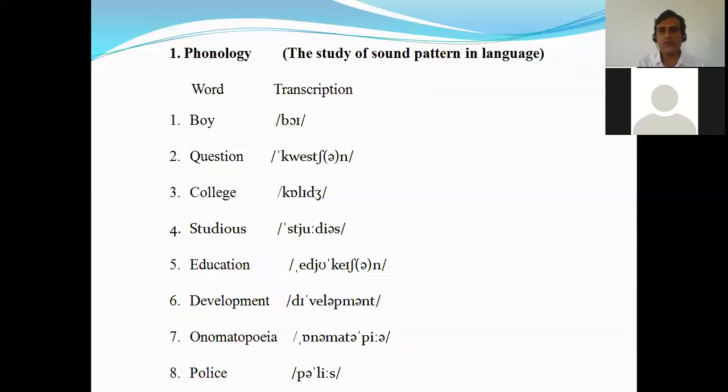This is one of the figures of speech which resembles the production of sound. And the eighth word, we call it police in Marathi, police in Hindi, and police in English. So we have to pronounce it correctly in English. So the first level, associated with sound and pronunciation, is phonology.